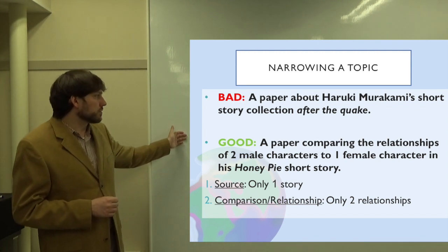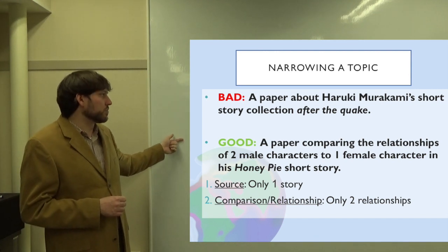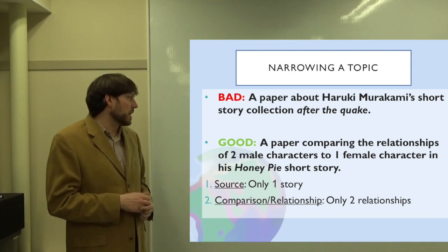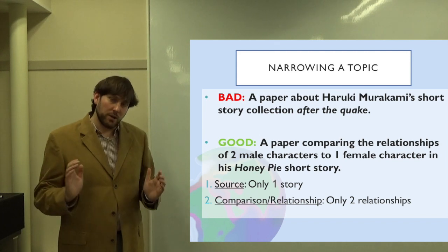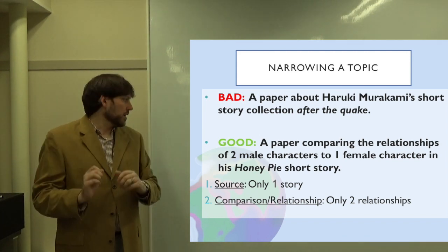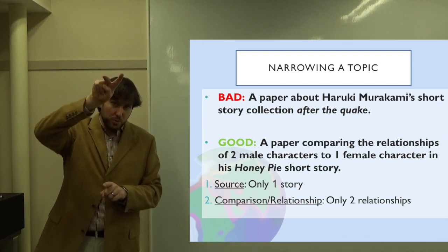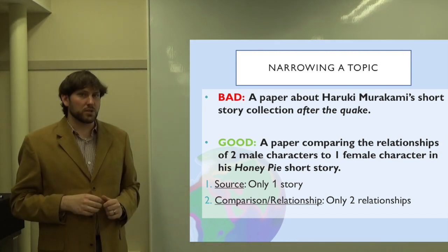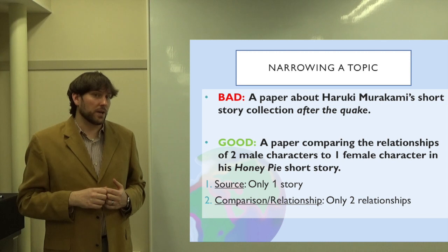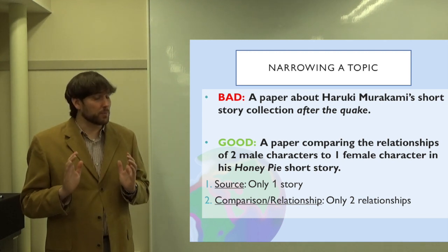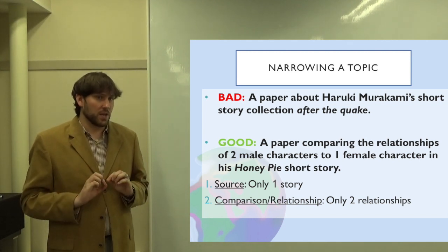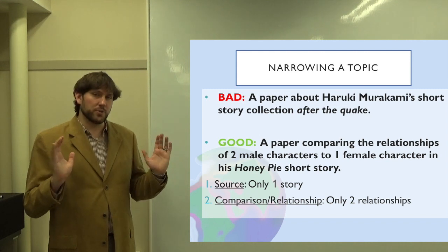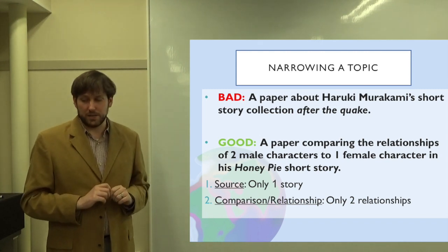A paper comparing the relationships of two male characters to one female character in his Honey Pie short story. We've narrowed it by going to only one story. We've also narrowed it to two people's relationships with one person. It's going to be much more manageable to be able to make an argument and to say things about this. Remember, this is not yet a thesis. This is a sufficiently restricted topic that you could write a thesis about.